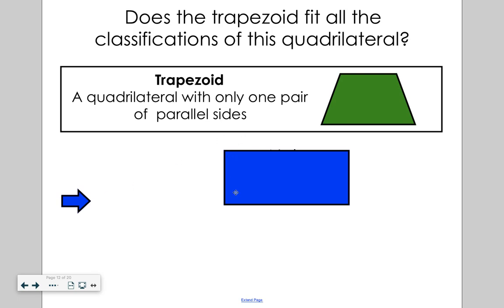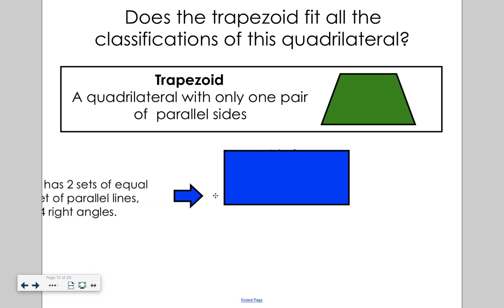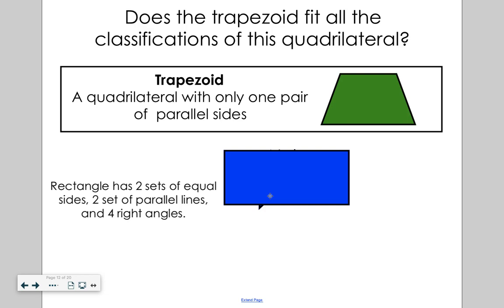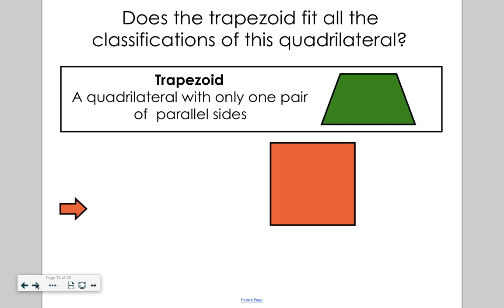Do you notice anything about the angles of this shape? They're 90 degrees. They're right angles. So a parallelogram with opposite sides equal in length and has 90-degree right angles is a rectangle. Two sets of equal sides, two sets of parallel lines, and four right angles.